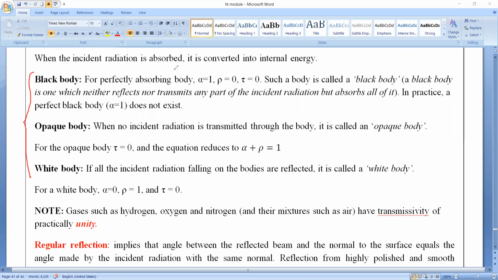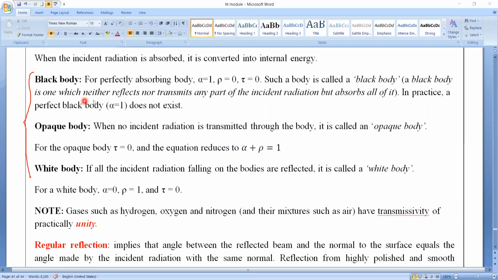Now the first one is black body. How to define the black body? For the perfectly absorbing body, alpha equals 1. Alpha stands for absorptivity. So if alpha equals 1 and rho equals 0, tau equals 0, that means no reflection or no reflectivity. And if tau equals 0, then no ray will be transmitted through the surface. Such a body is called black body.